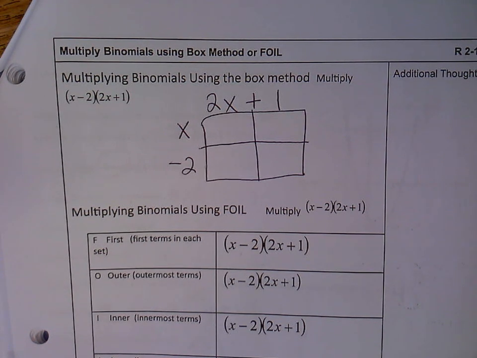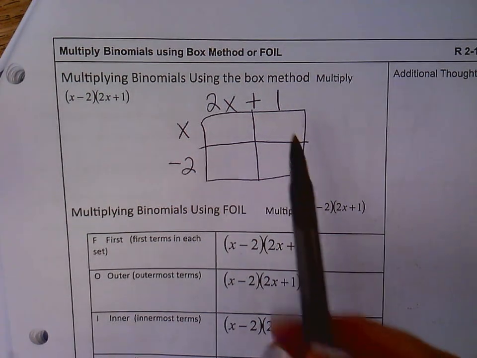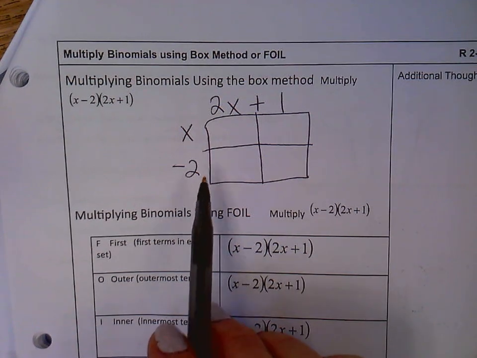I like the FOIL method because I don't like writing this out every time. When you get to pre-calculus or you're doing a lot of factoring, you don't want to have to write this out. You want to do a lot of it in your head. This helps students not make mistakes. Think of this as the area, length times width. How do you find area?